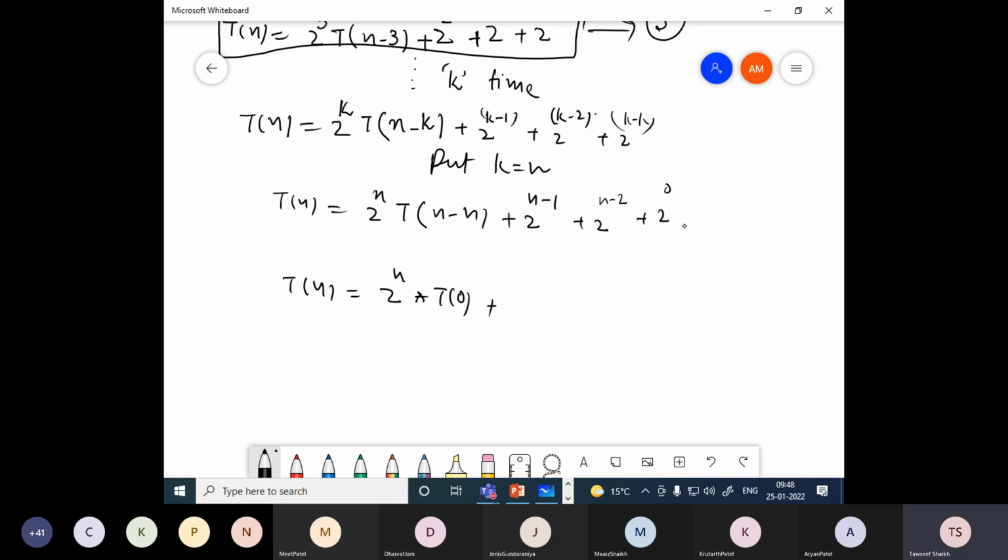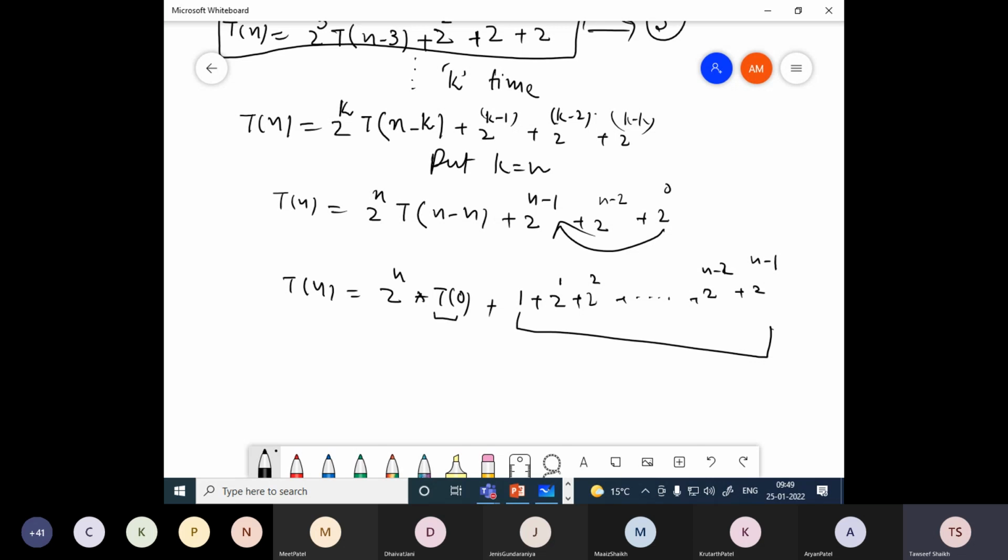plus this whole thing. This whole thing, if I write it in reverse order, is starting from 2 power 0, which will be 1. Then there is 2 power 1, 2 power 2, and this process goes on till 2 power n minus 2, 2 power n minus 1. I'm writing it in reverse order. So this is what it is.